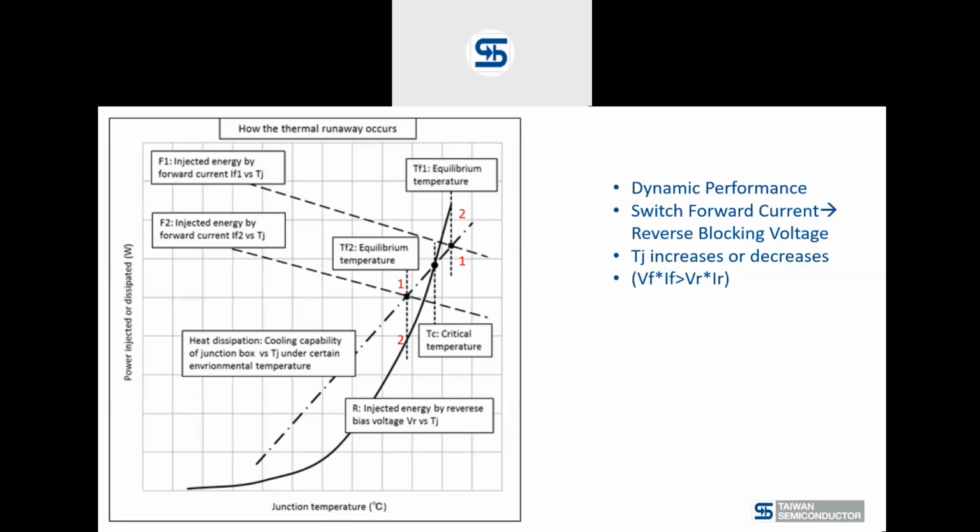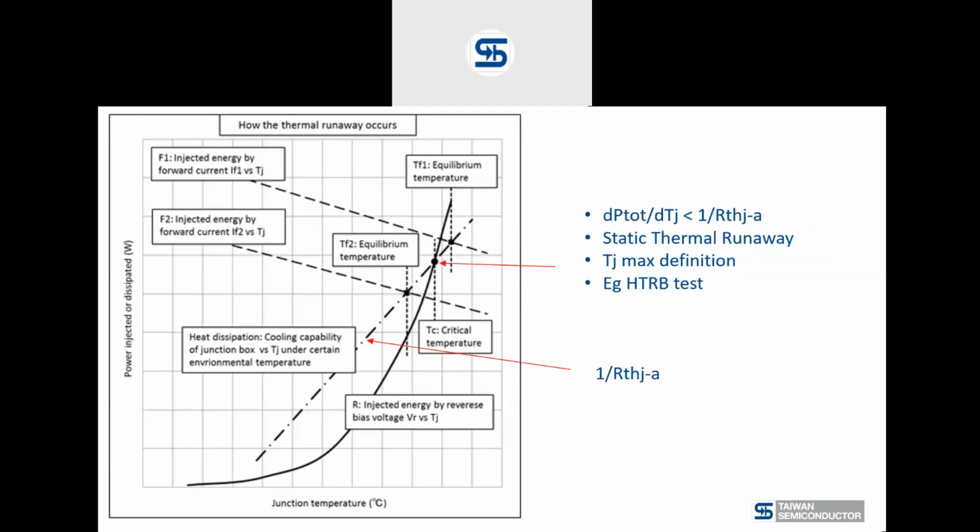The formula that the forward losses have to be higher than the reverse losses is an approximation, but a good approximation. It's not 100% scientific, but it gives you a good idea of what happens, to avoid a thermal runaway. So this is what happens if, let's say, you're switching the device. We're going to repeat this slide, and now you have to imagine that F1 and F2 are not there. You're just doing something statically.